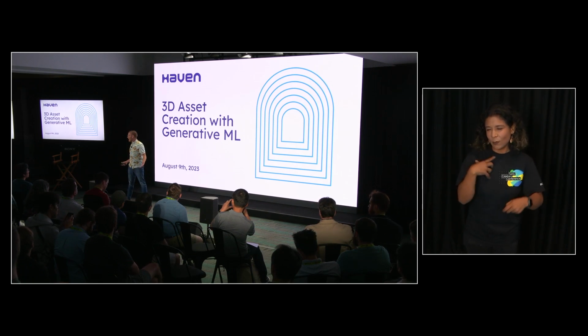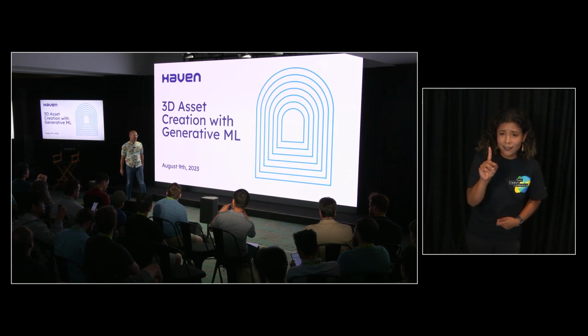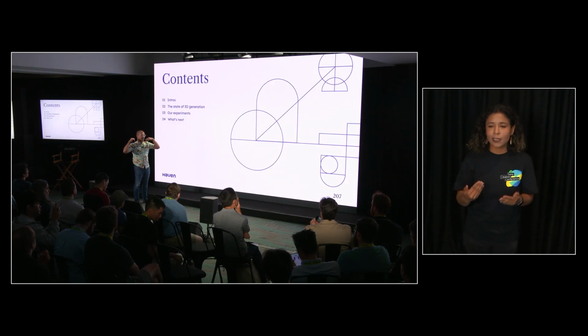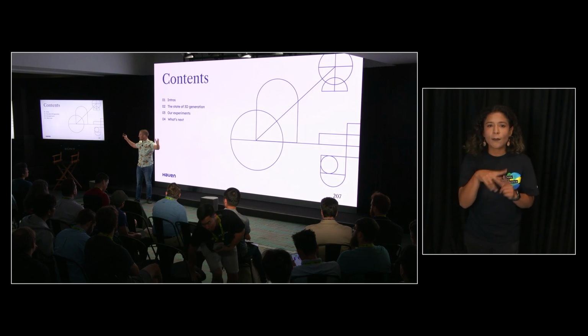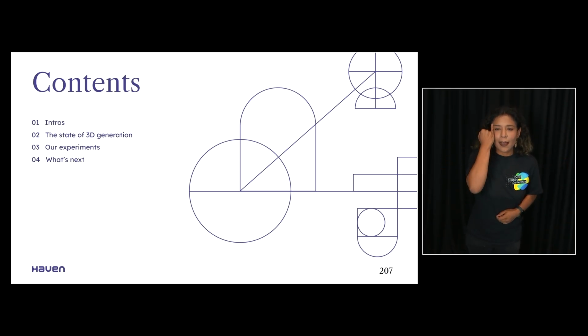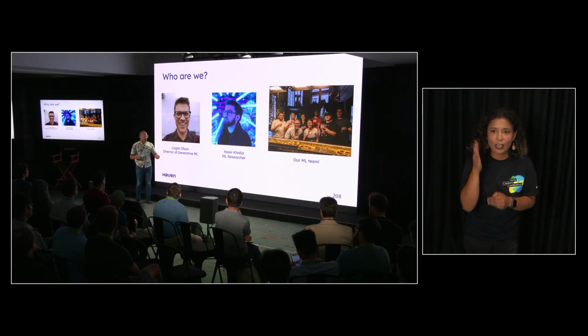So we're going to talk about 3D asset creation for games using generative machine learning. I'll introduce myself, our team. We'll talk about the state of 3D generation more broadly, not just within our studio, but just give you a lay of the land if that's something you're interested in. Then we're going to talk about some of our experiments and some of our learnings, and then we'll cap it off with what's next. So my name is Logan Olson.